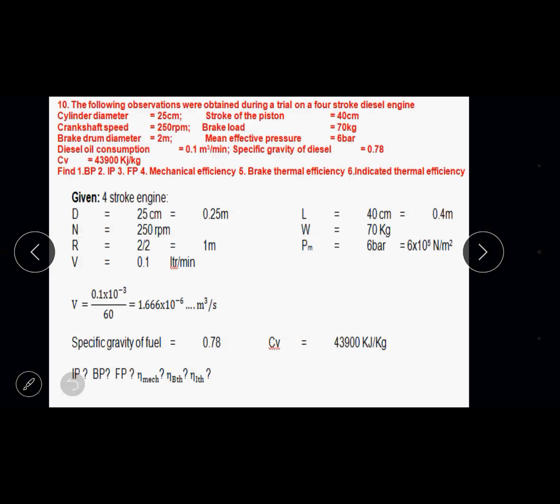Specific gravity of diesel, SG, is given as 0.78, and the calorific value of the fuel, CV, is given as 43,900 kilojoules per kg. So these are the parameters given. We have to find out BP, brake power, indicated power, friction power, and then 3 types of efficiencies are asked in the problem: mechanical efficiency, brake thermal efficiency, and indicated thermal efficiency. Almost all the 3 types of powers and 3 types of efficiencies are asked in this problem. So if you have learned this problem, you'll be able to solve problems related to power and efficiency.